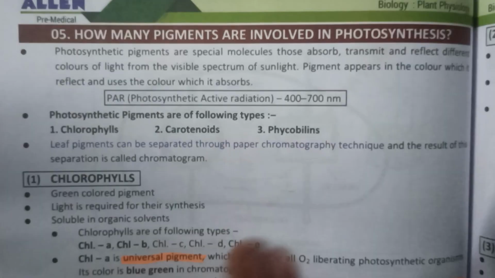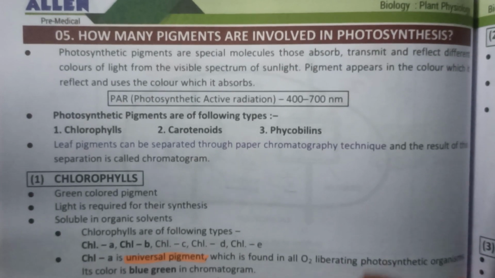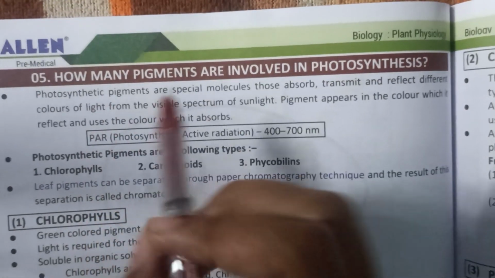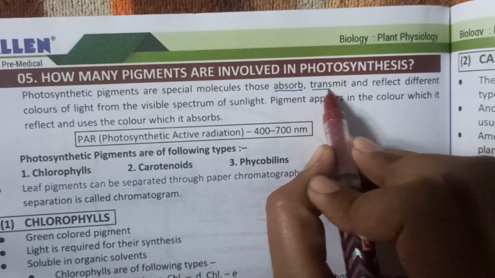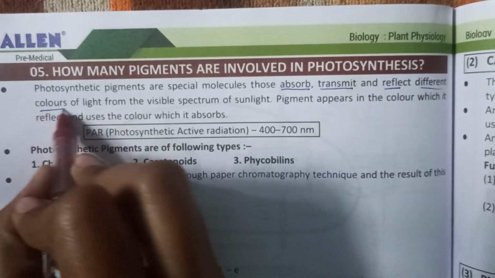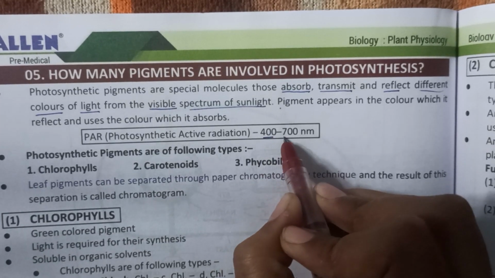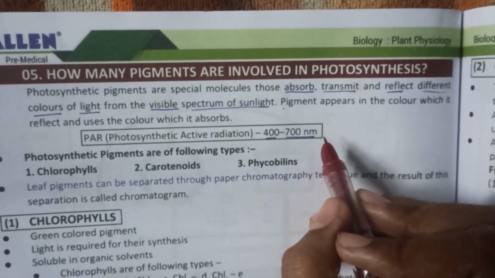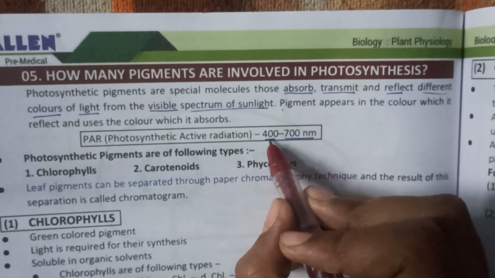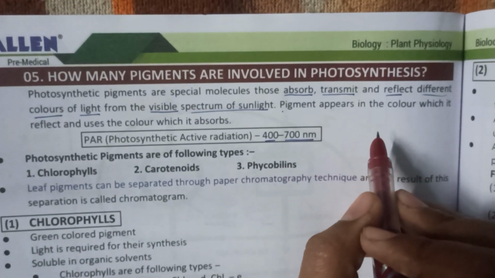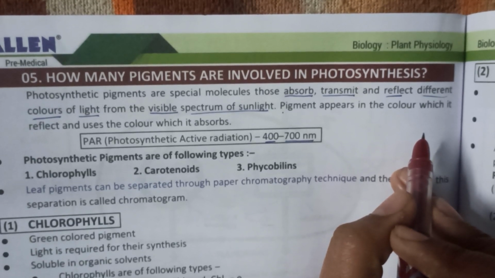Here comes the question, how many pigments are involved in photosynthesis? There are 4 major pigments. These photosynthetic pigments are special molecules that absorb, transmit and reflect different colors of light from the visible spectrum of sunlight. That is, from 400 nanometer to 700 nanometer is the visible spectrum of light. So these various pigments absorb light in the range of 400 to 700 nanometer. Pigments appear in the color which they reflect and use the color which they absorb.